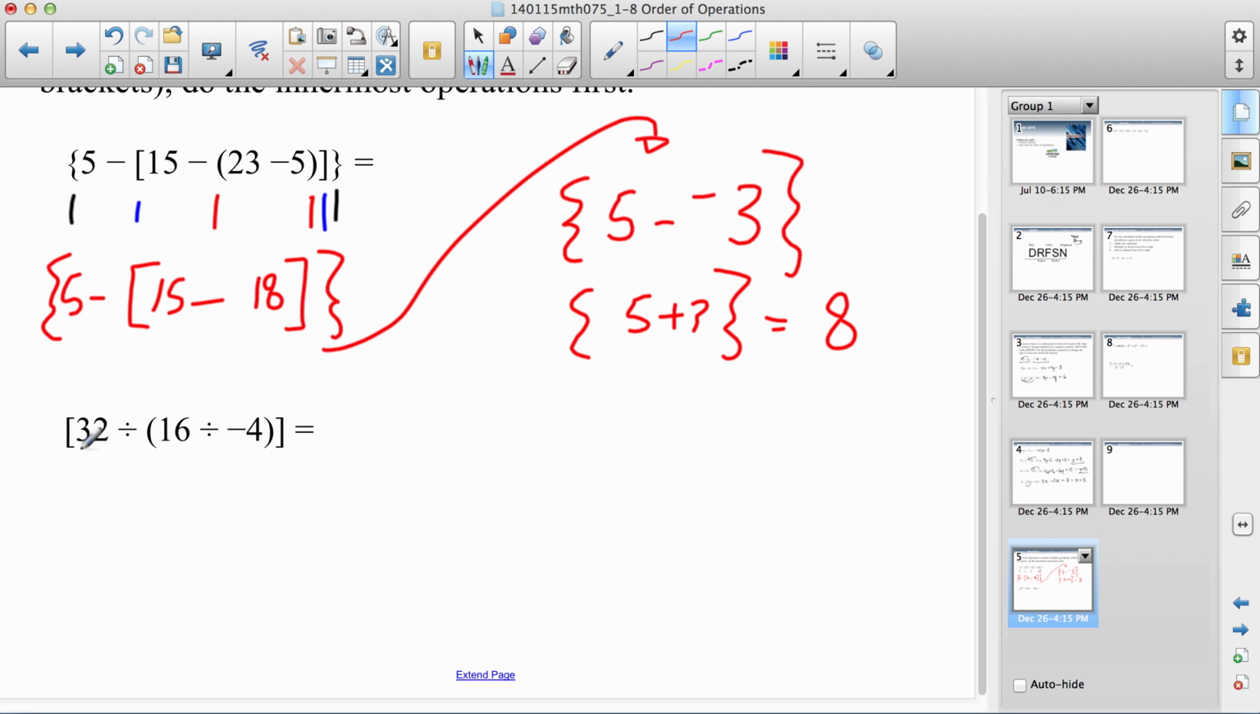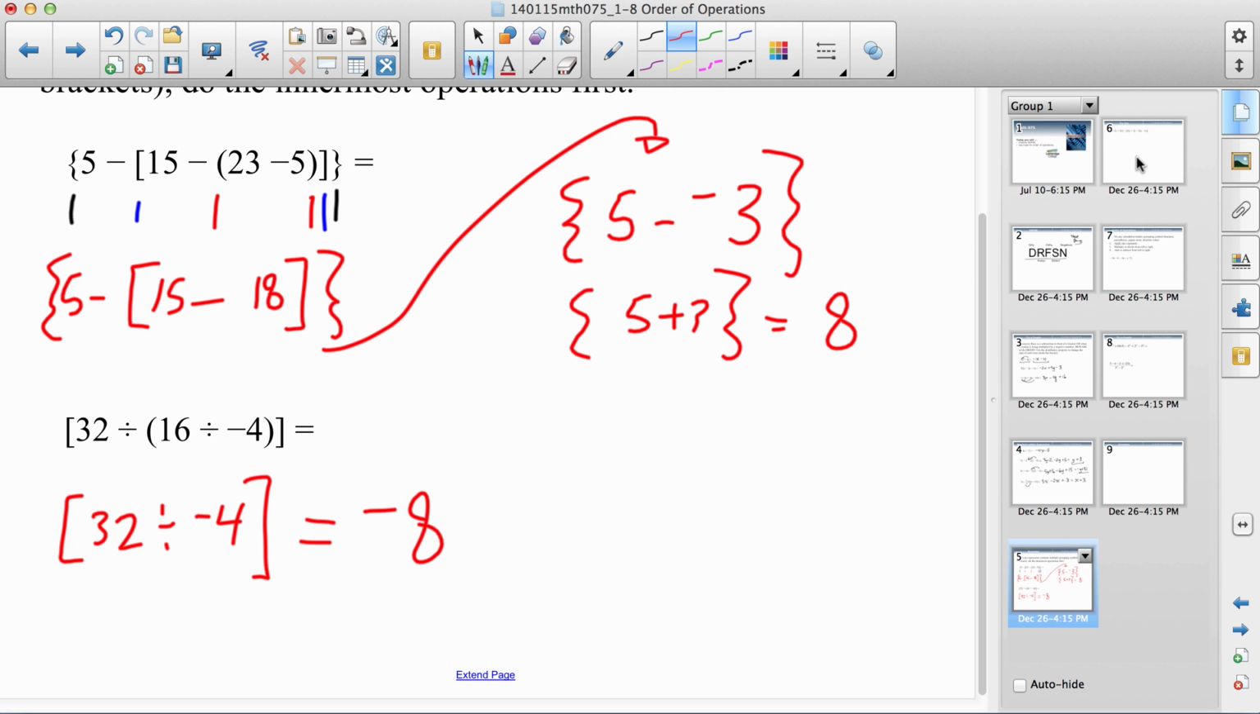There's another one, outside bracket, inside bracket, so I need to do this first. So I leave the 32 alone and the divide. 16 divided by -4 is a -4. Again, some people put that in brackets just to separate the negative sign out, but you could write it like that too. 32 divided by 4 is an 8. A positive divided by a negative is a negative.